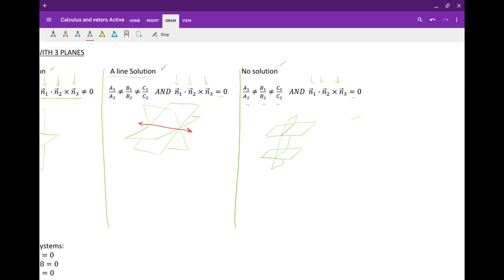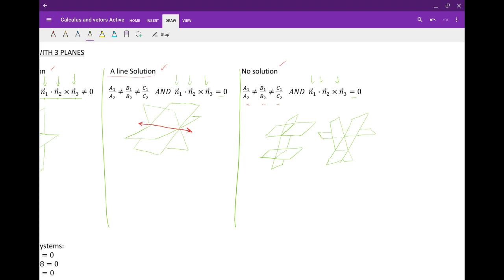This one's really tough to draw. Kind of goes like this, and then we might have another plane like this, right? That goes down like that. And then we might even have a third plane here that's kind of crazy, going in like this, okay, and doing its thing in this area here, right?